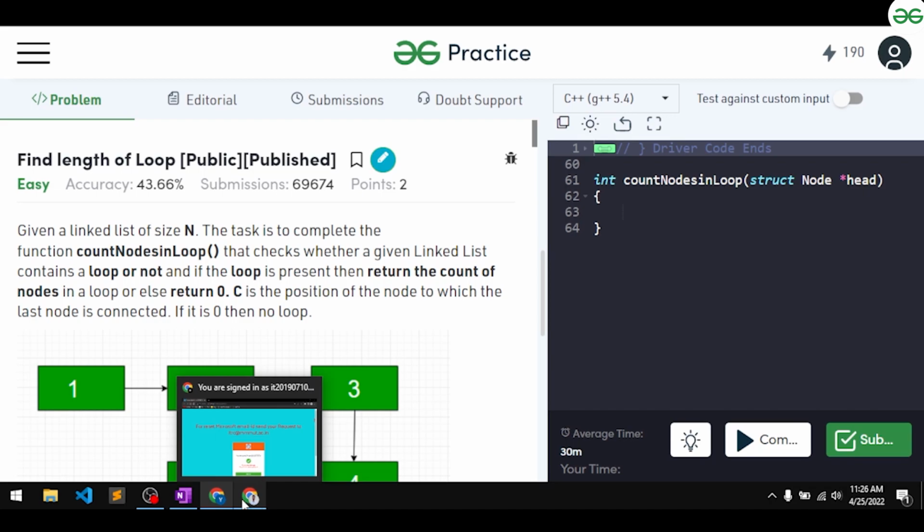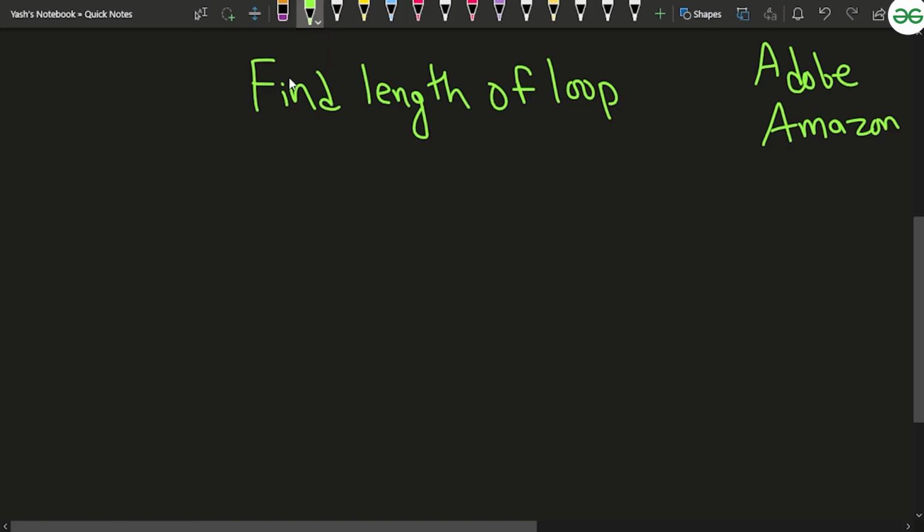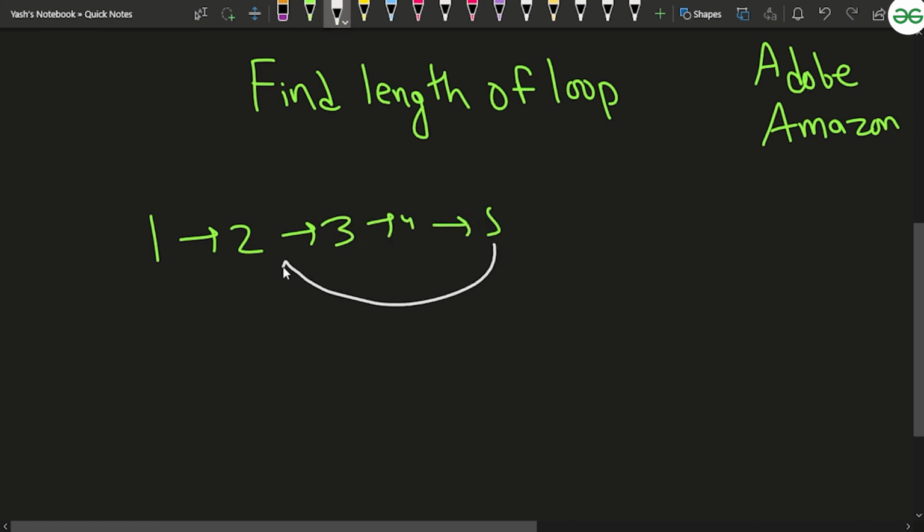So this is what you have to do in this particular problem. Let's try and take some examples. Take the example 1, then 2, then 3, then 4, and then 5, and let's say this 5 is connected to this 2. In this case you can see that the length of the loop is nothing but 4. This is the first node, this is the second node, this is the third node, and this is the fourth node. So a total of 4 nodes are there in the loop.